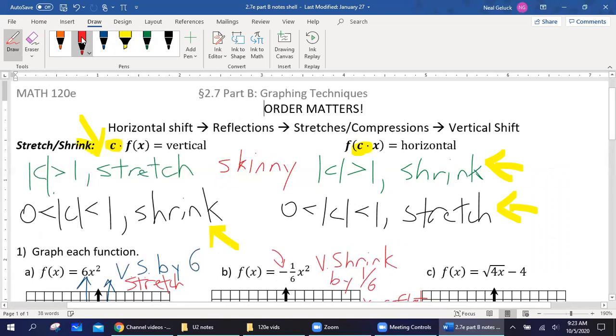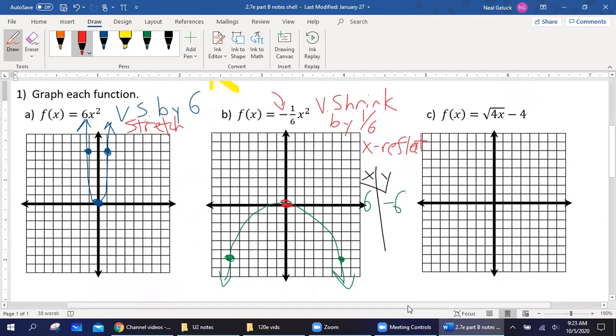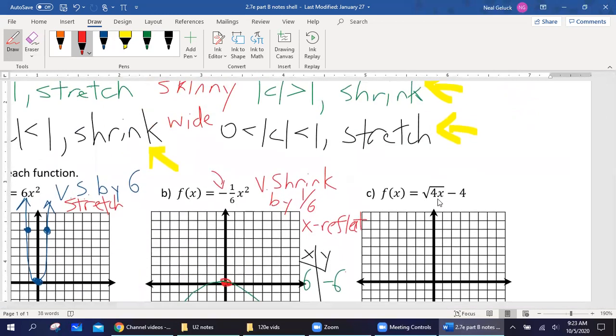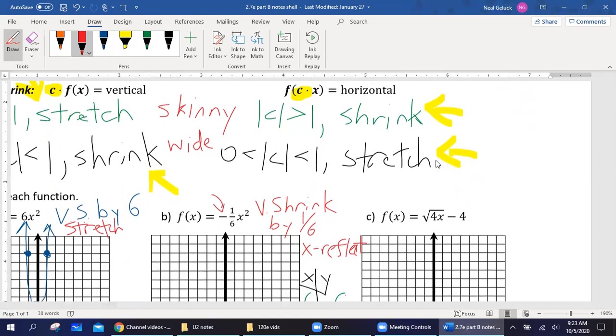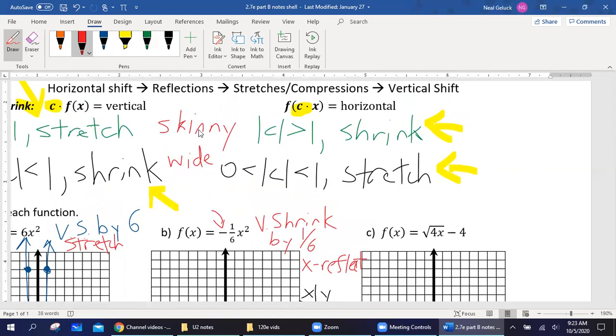So these are going to make things skinny, and numbers between 0 and 1 are going to make it wide. Kind of as a general rule when we're looking at these. So on letter C, this 4 inside there being multiplied to x, 4 is bigger than 1. That's going to be a horizontal shrink. So this is going to be a horizontal shrink, but really a horizontal shrink is a vertical stretch.